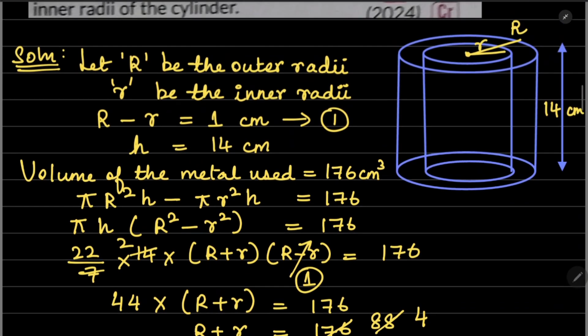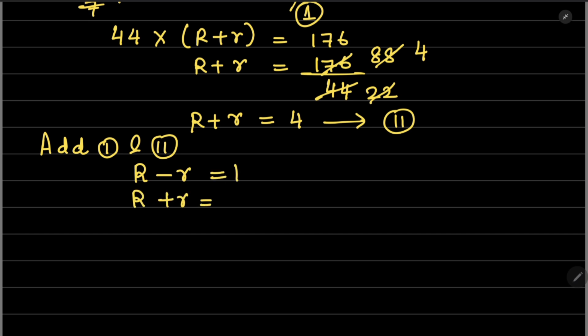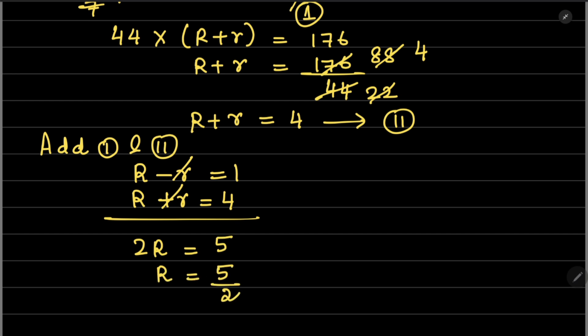Equation 1 is capital R minus r equal to 1. Now let us add equations 1 and 2. Capital R minus r is 1. Capital R plus r is 4. Just add it. So minus r and plus small letter r will get cancelled. 2R is equal to 5, so capital R is nothing but 5 by 2.